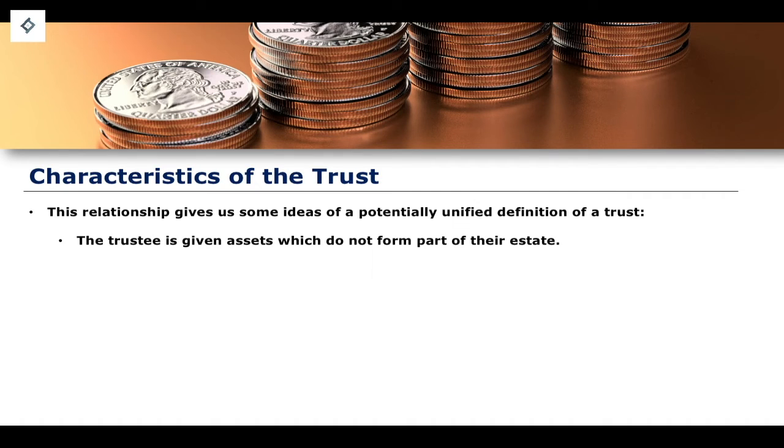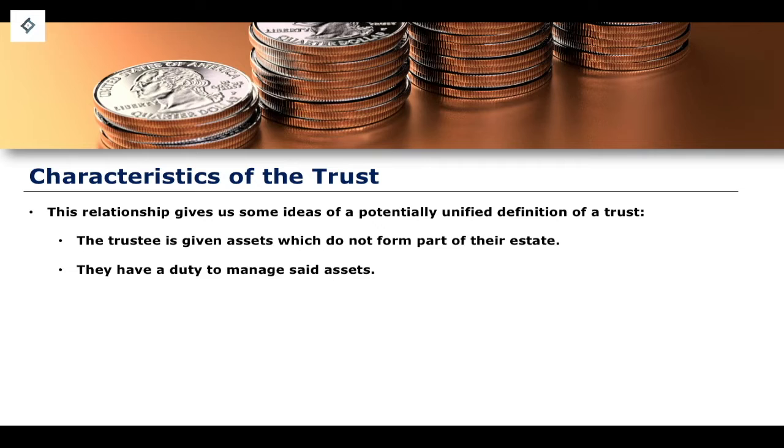So, for example, a trustee is given assets which do not form part of their own estate. So when a trustee is given assets to hold on trust, that property is separate from the rest of their ownership. It doesn't just merge into the rest of the things that they own as something that is theirs. It is something that is distinct and separate because it is held on trust.